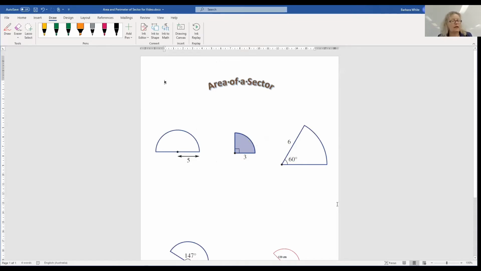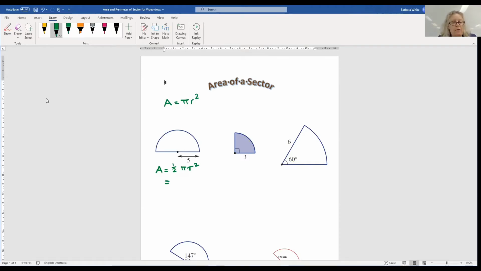Area of a sector. So you know that to find the area of a circle, the formula is pi times the radius, pi r squared. But this is only half a circle. So to find the area of half of the circle, we're going to go area equals half of what we already know the area of a circle is, half of pi r squared. So then of course, we write down the formula. Then we're going to fill it up with numbers.